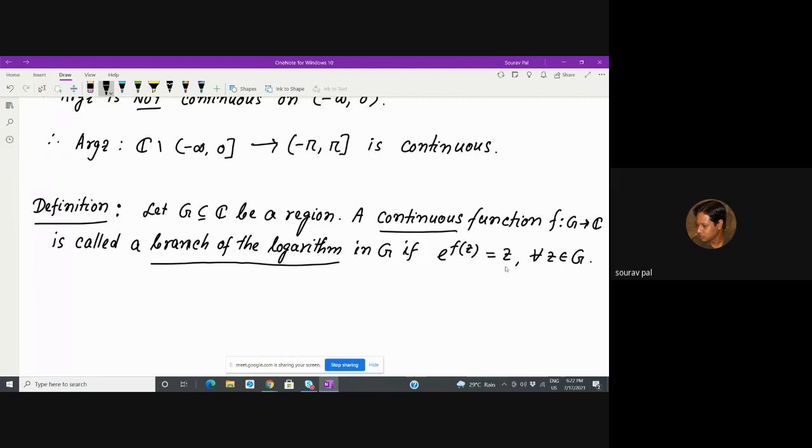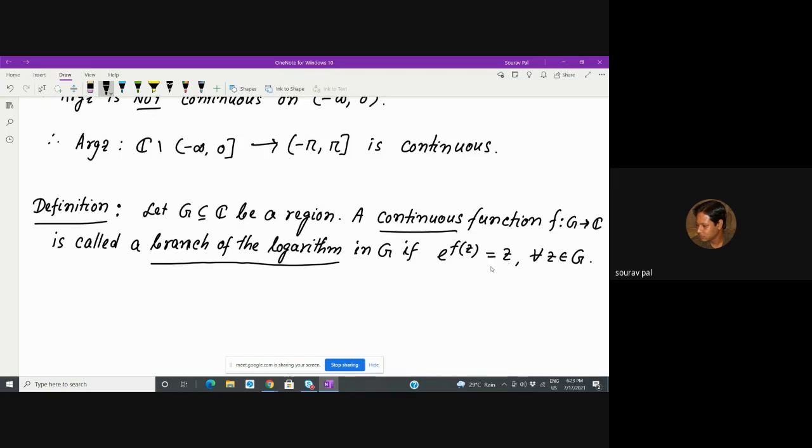this equation is satisfied: e to the f(z) is equal to z. This is a composition of two functions, right? e to the z and f(z) both. Okay, so you just remember this definition. This is what is called a branch of the logarithm. This is a well-defined function. It is a continuous function. Okay, it is not a multi-valued function. It is a defined single-valued continuous function, and it is called a branch of the logarithm if we have this.